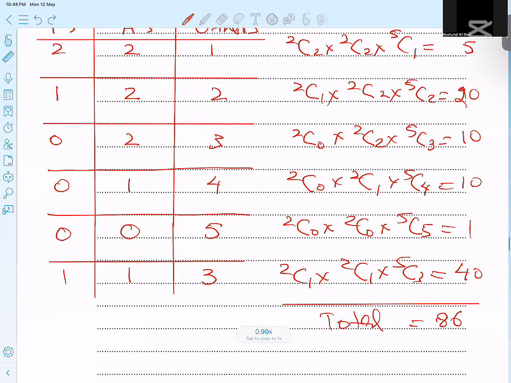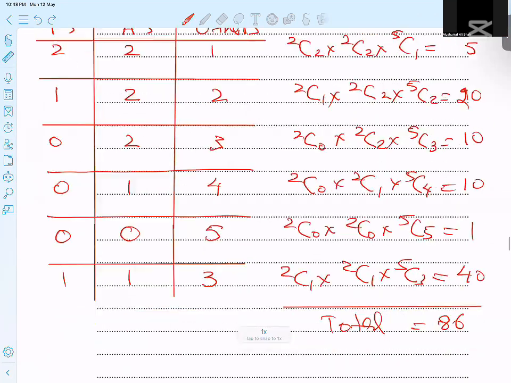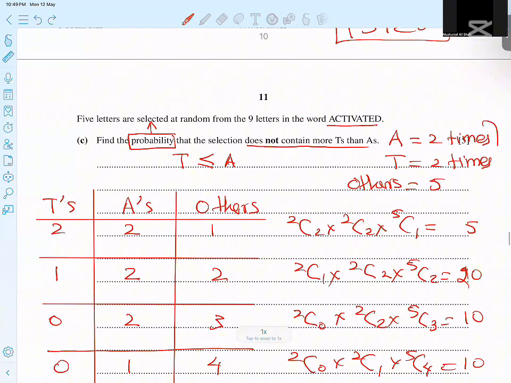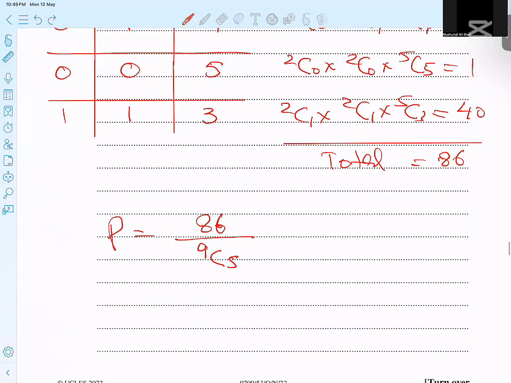Now, what does he talk about? He talks about the probability. So when you talk about the probability, what is the formula? 86 upon the total. There are 9 letters total, and I have to select 5 letters. So 9C5 gives you the total options. Repeat my words: total 9 letters are there, and I have to select 5 from there without any restriction. If I check the answer, it is coming 0.683.